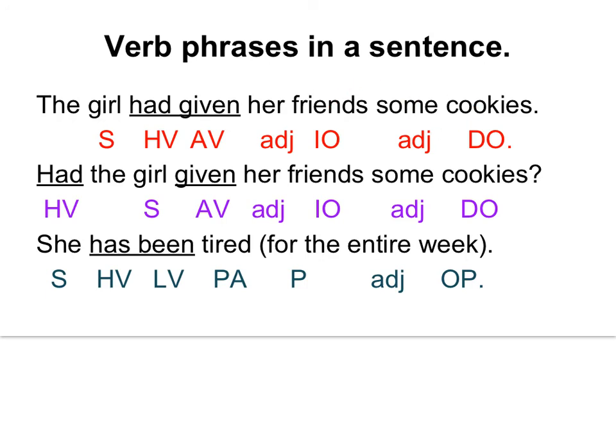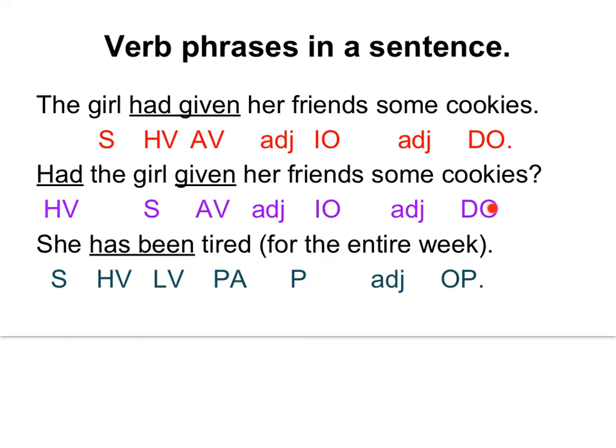I've got an adjective, and then I've got my handy direct and indirect objects. I also wanted to show you how this then looks when we put it into a question. Remember that questions start with helping verbs. And you can see that if you were on a test and you had a question and you were confused, you could rewrite it into a statement, as I did here. Had the girl given her friend some cookies? All parts of speech are exactly the same as they were in the sentence below. It's just that because it's a question, it starts with the helping verb and then goes subject, action verb, and everything else.